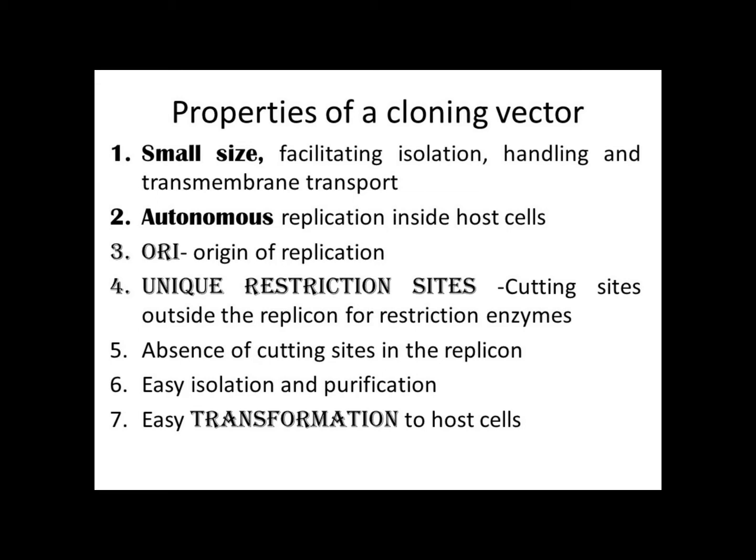The second one is the most important property of a vector, because we are linking our foreign DNA to the vector, and we want our foreign DNA to replicate or make copies of itself inside the host cell. But a DNA fragment carrying our gene may not have the ability to replicate by itself. So it should be part of something which has the ability to replicate. What we want with a cloning vector is its autonomous replication ability.